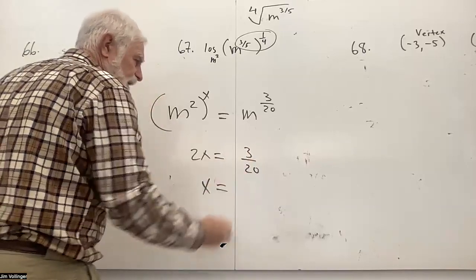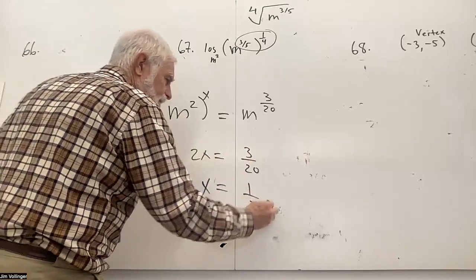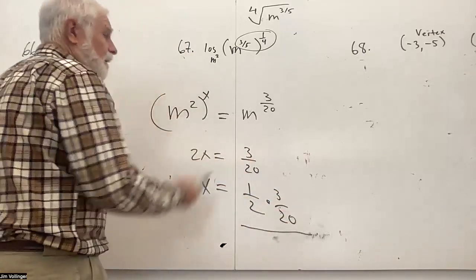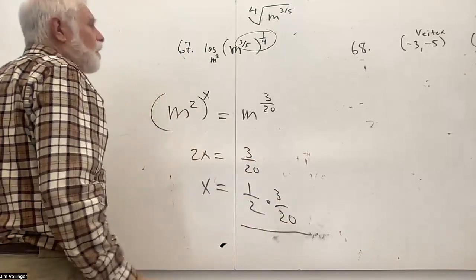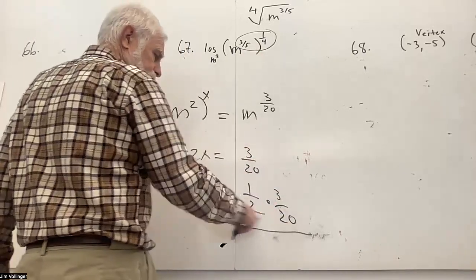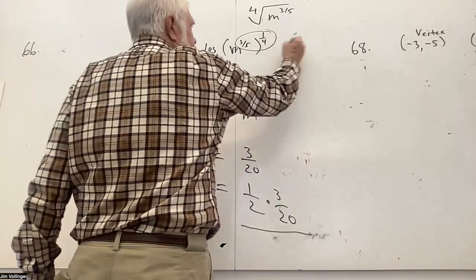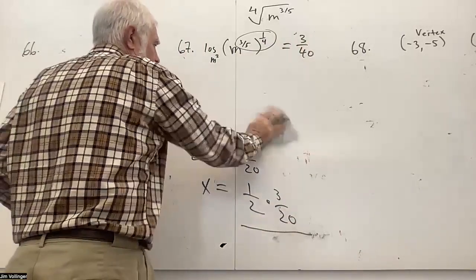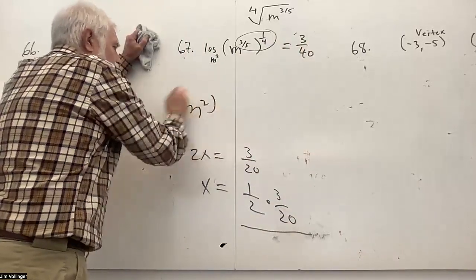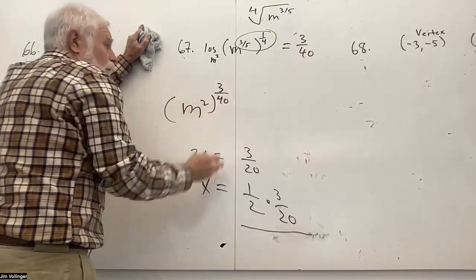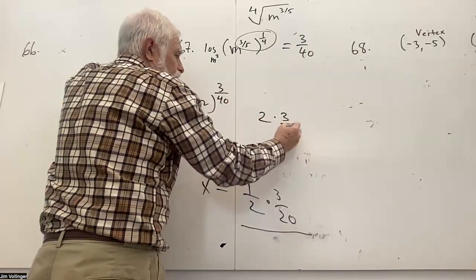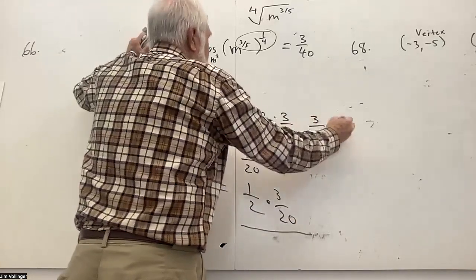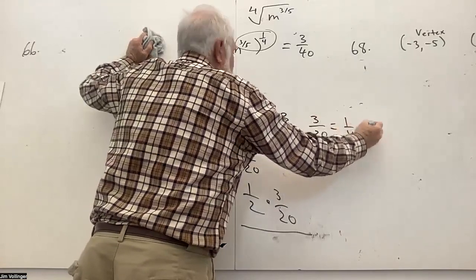Division by 2 is the same thing as multiplying by a half. So you might be able to see your answer more easily if I multiply this by a half. And so our answer is 3/40. Let's check our answer. Let's look at m squared to the 3/40. Well, that's 2 times 3/40, which is 3/20, which is the same thing as 1/4 times 3/5.